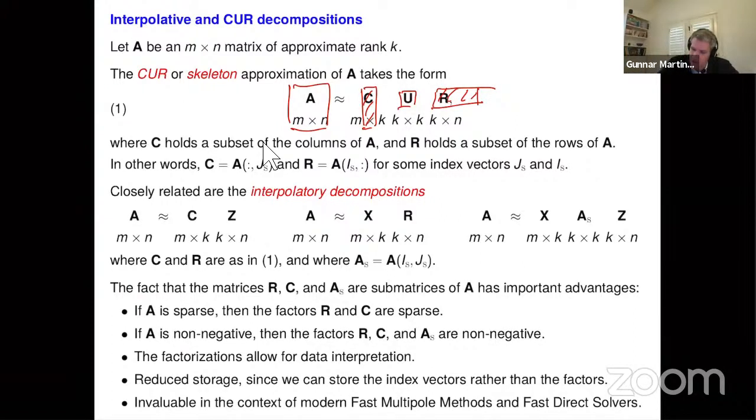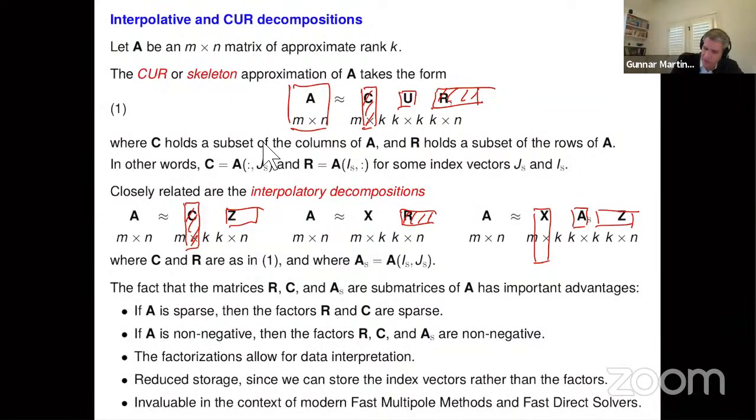There are several variations of this theme. You have these interpolatory decompositions that are also skinny in this sense, but you can do it one-sided. You can use just the columns to span the column space. You can use just the rows to span the row space, or you sometimes use this interpolatory decomposition where you flip things around, and it's the core matrix in the middle that's a submatrix of the original one. Okay, so why would you want to do these things?